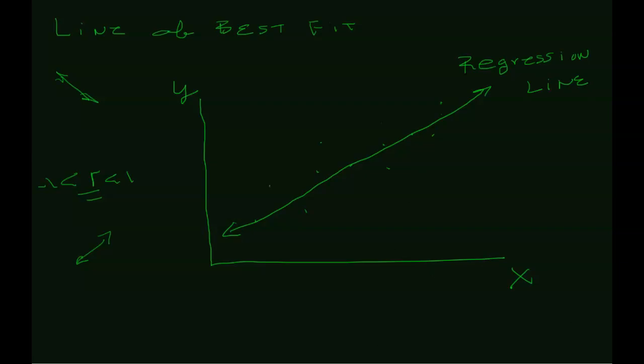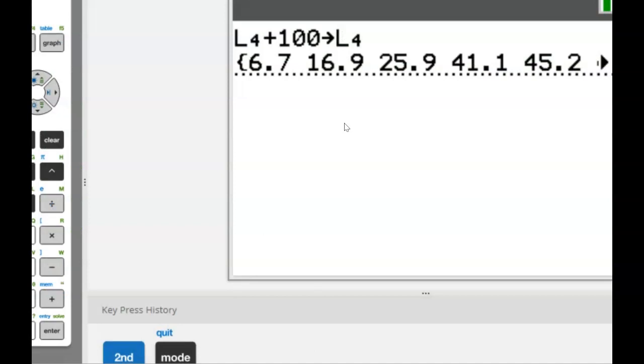So what we're going to do is create an example here. All right, and in our example, I'm going to put some data into L1 and L2 in my calculator, and then create a scatter plot, and then create one of these lines of best fit here.